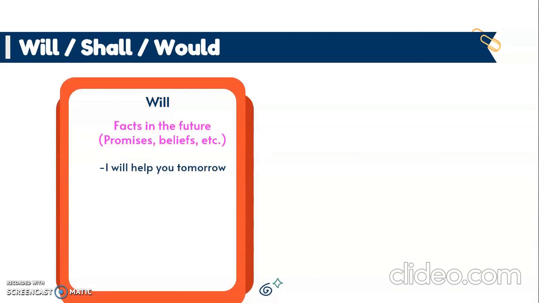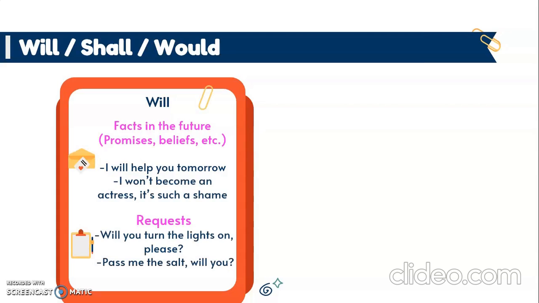And finally, we have will, shall, and would. We use will to talk about facts in the future. I will help you tomorrow, and I am sure about it. Or I can also say, I won't become an actress. It's such a shame. In this case, I am sure that I won't become an actress. Remember, this won't is the contraction for will not. I will not become an actress.